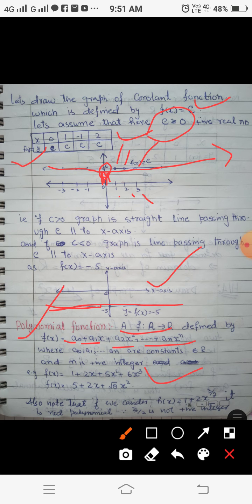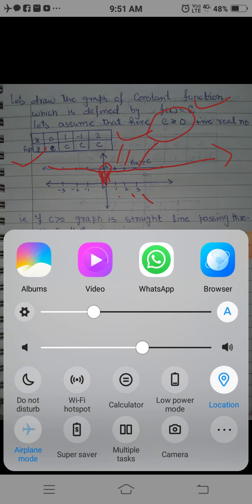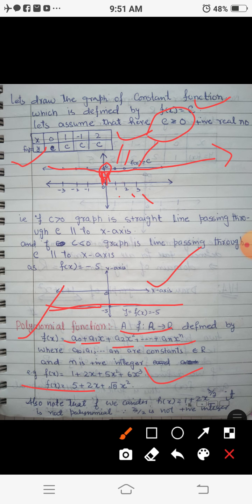Now, if we consider f of x equals 5x plus 8 root x square. Clearly this too is a polynomial function, because here the powers, or the indices of the variable, are simply natural numbers, while the coefficient root 8 is simply a real number.